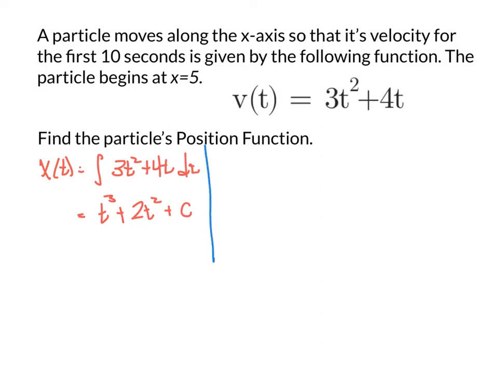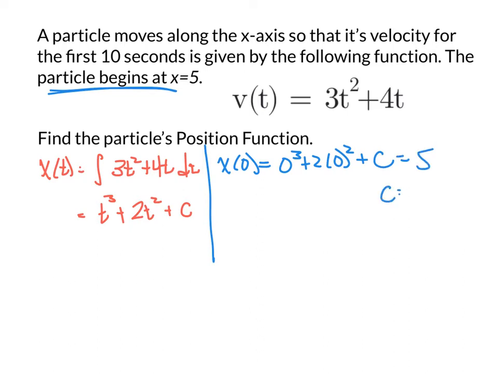To find out what that c is going to be, we're going to use this piece of information that the particle begins at x equals 5. So if it's beginning, that's time 0. And so 0 cubed plus 2 times 0 squared plus c, and that position is going to be 5. So c equals 5, which means x of t is going to be t cubed plus 2t squared plus 5.